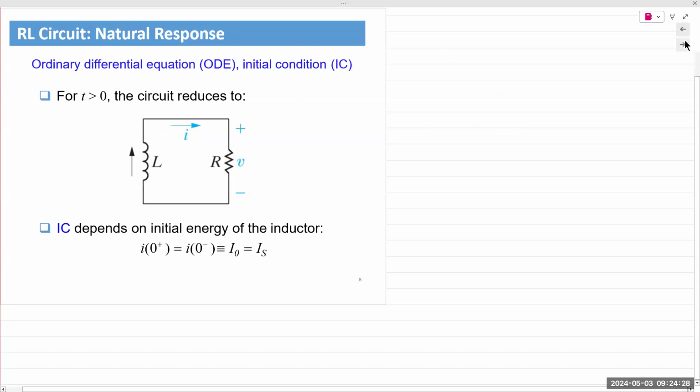And so we are analyzing the circuit not before time t equals 0. We are analyzing the circuit only after the switch is flipped open. Again, this is a crucial difference. We do not care about what happened before the switch was open.